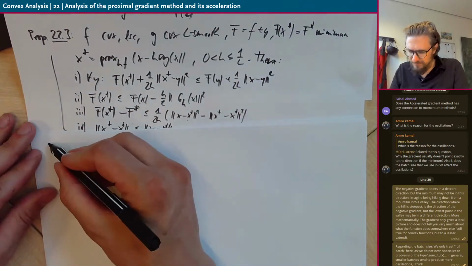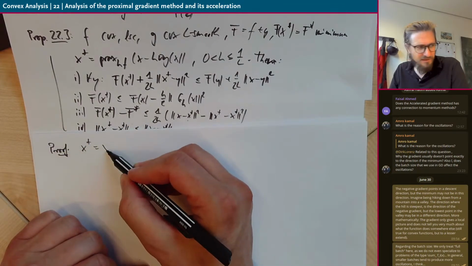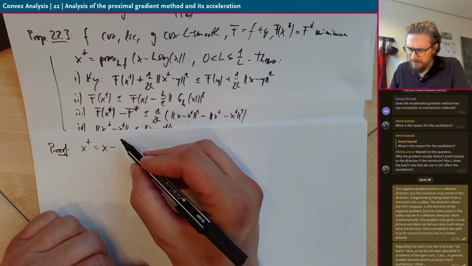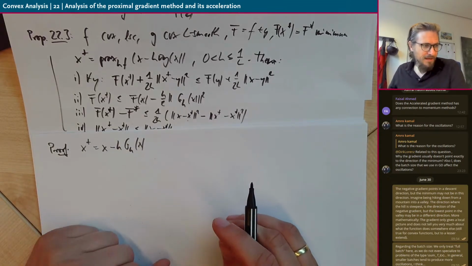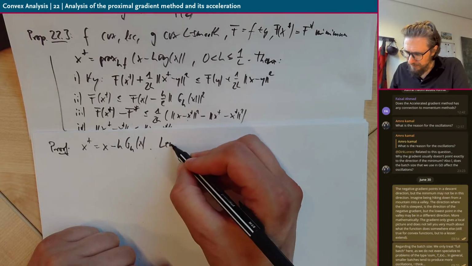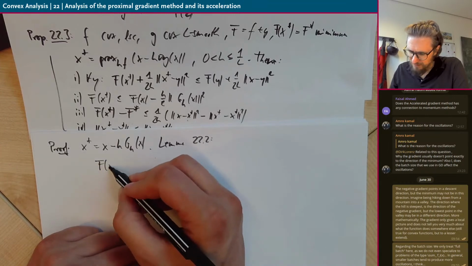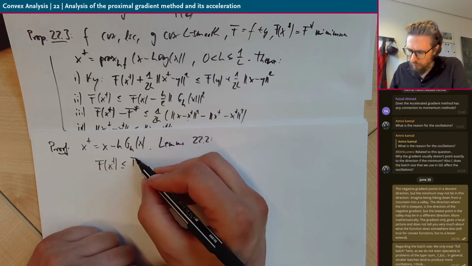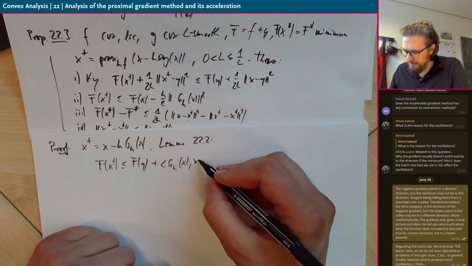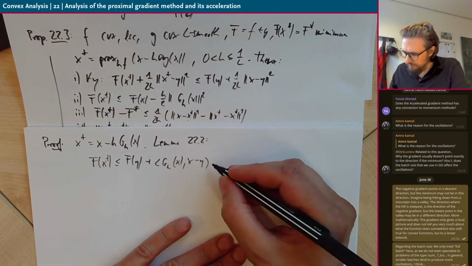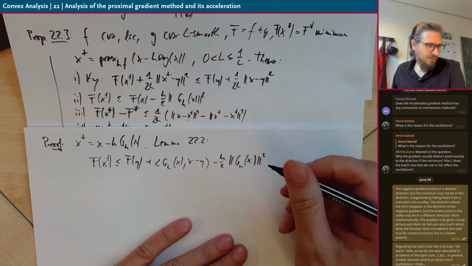So let's prove this. This is fairly quick. This x plus is actually nothing else than x minus h gh of x. That was basically the definition of gh. And then we use the previous lemma 22.2, which showed us that F of x plus is smaller equal than F of y plus gh of x times x minus y minus h over 2 gh of x squared.